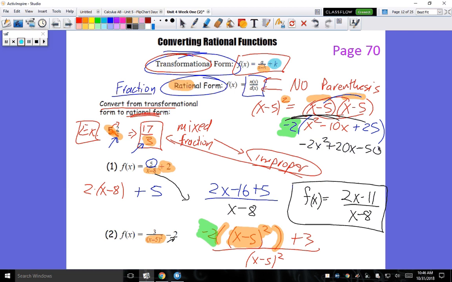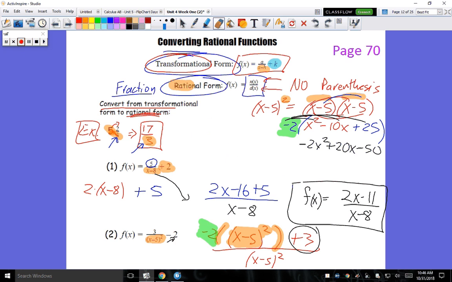And then at the very, very end, we're going to add this 3. Okay? So adding this 3 to this negative 50 will give us a final answer of negative 2x squared plus 20x minus 47. Anybody? What do we do with the denominator? Put it on the bottom. We put it on the bottom, but we also have to remember that we need to do what with the final answer?